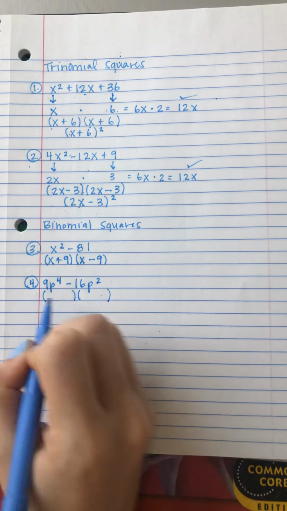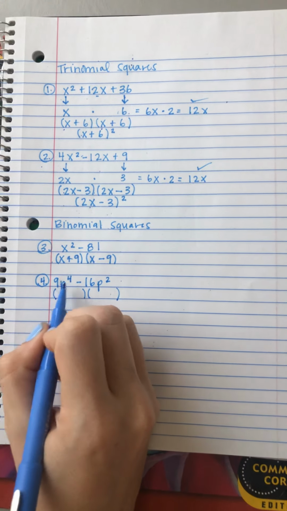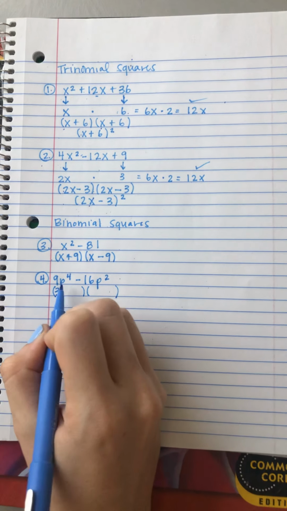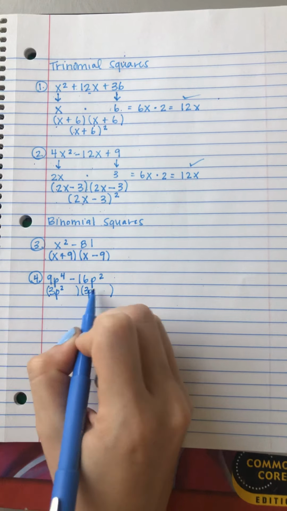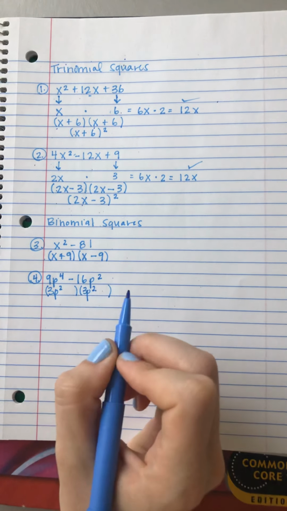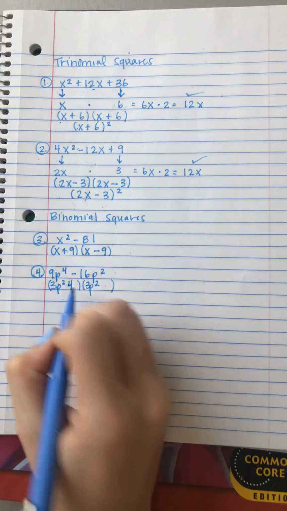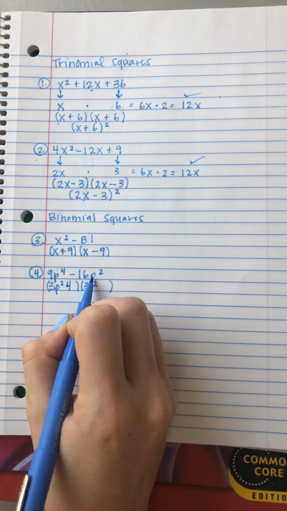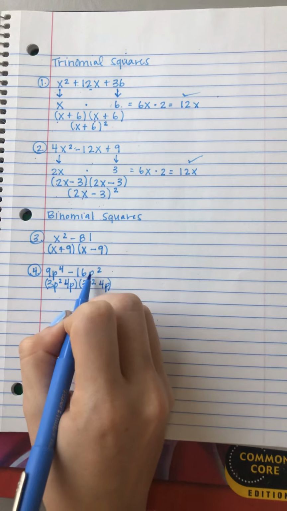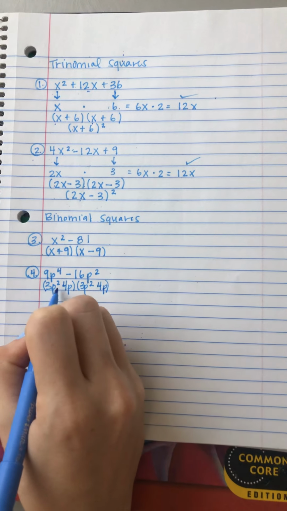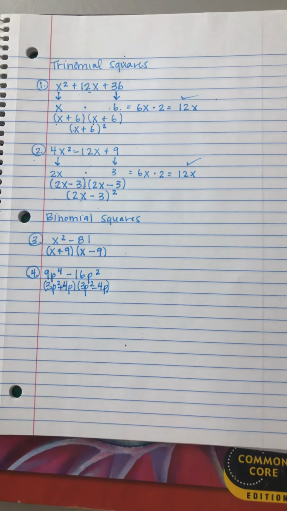Draw our parentheses. The square root of 9p to the 4th, square root of 9 is 3. Square root of p to the 4th is p squared. So that's going to go in our first spaces. Square root of 16p squared, square root of 16 is 4. Square root of p squared is p. And this was supposed to be a q, but it's fine, it's all the same. 1 plus, 1 minus, you're finished.